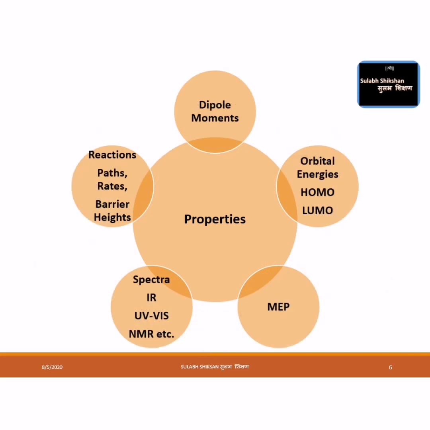Now, what exact properties are we aiming at? If you know the wave function of a molecular system, you may have access to all the properties. These properties include dipole moments and orbital energies, such as the highest occupied molecular orbital and lowest unoccupied molecular orbital, or you may even get access to the molecular electrostatic potential around that molecule. And as an important part, you may also calculate spectra of these molecules, like infrared, UV visible, NMR, EPR, whatever it is.